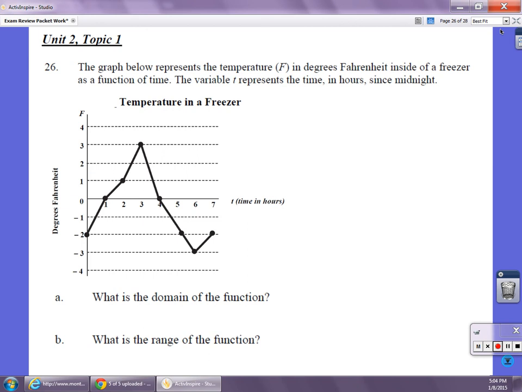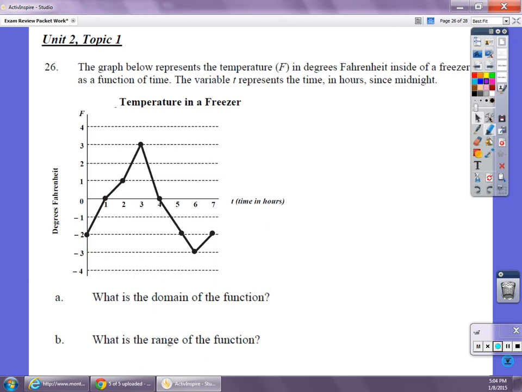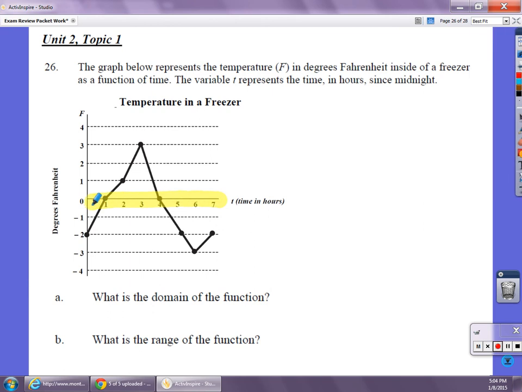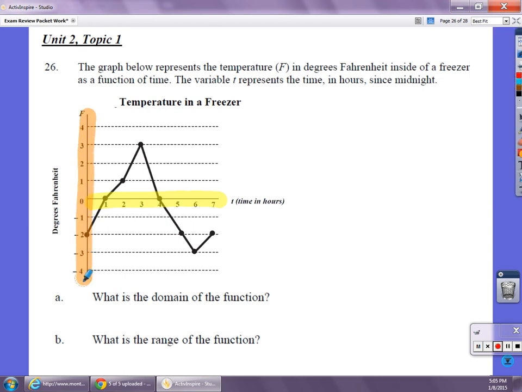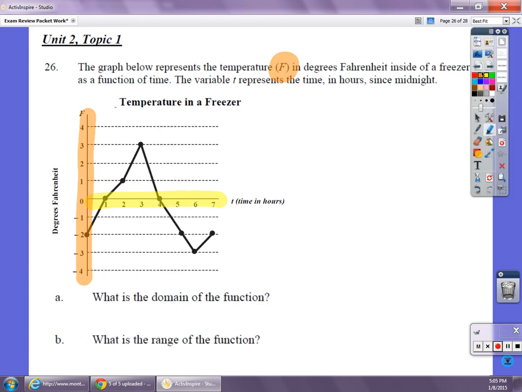Okay, so let's look at our graph here. Very important to just take a moment, figure out what we've got going on. So we have temperatures in a freezer, and we have our two variables here. On our horizontal axis we have the time T in hours, and on our vertical axis we have the degrees in Fahrenheit. Those are our two variables, F and T.